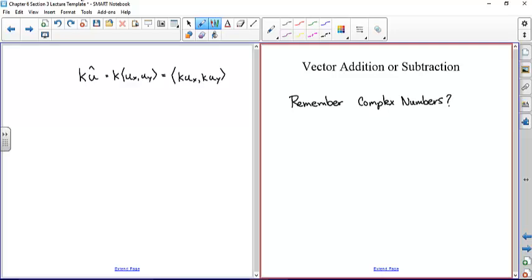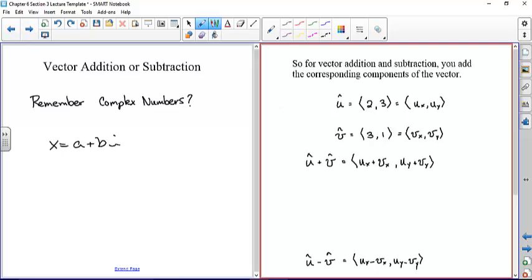But it's kind of like what we did with the complex numbers. If you remember complex numbers, let's say x equals a plus bi. What we did is we had imaginary parts and real parts. And if we added complex numbers together, we added the real parts together and we added the imaginary parts together. Well, we do the same thing here. When you add vectors together, you add the x components together and the y components together.